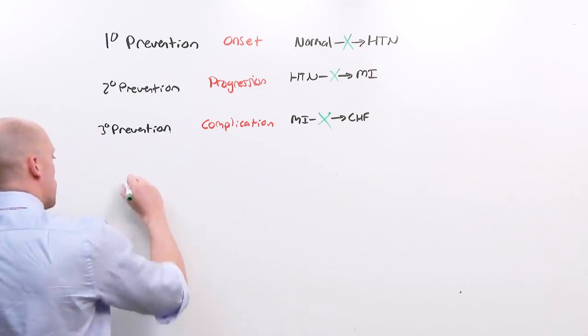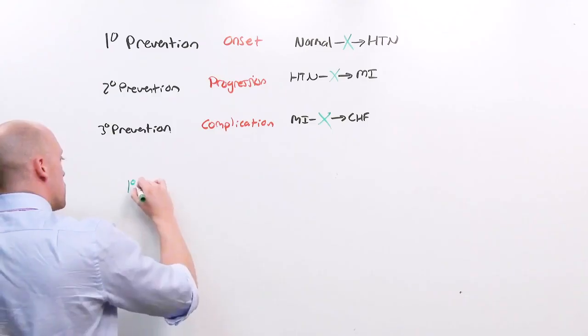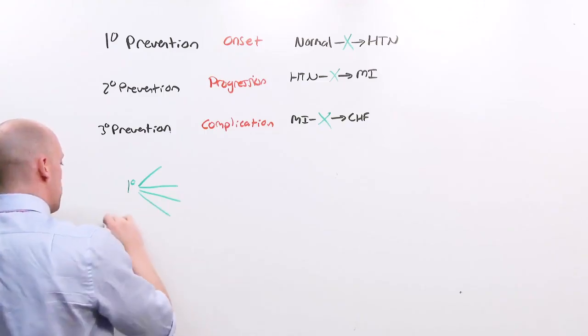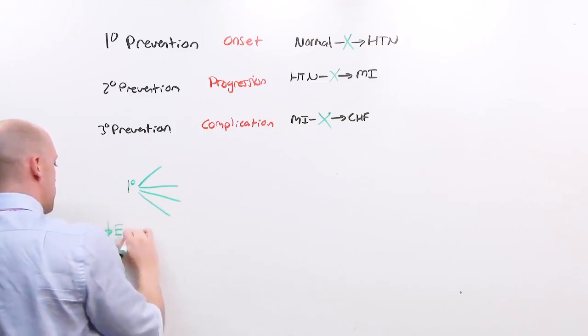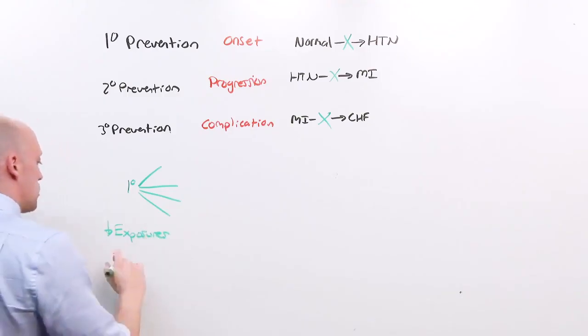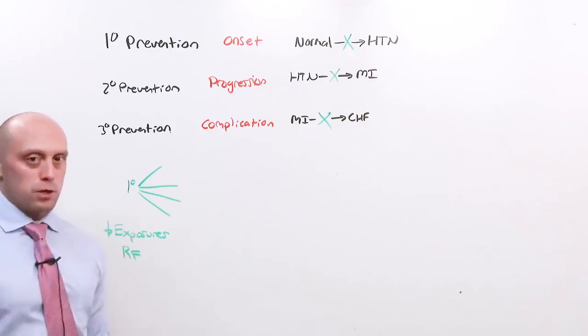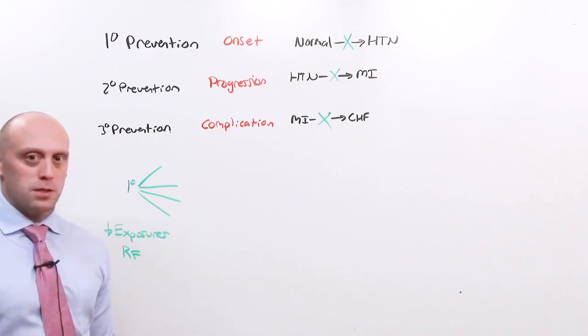Primary prevention is what you want to do. Primary prevention is all about reducing exposure. We know certain exposures cause diseases. We generally call them risk factors. The goal here is to reduce exposure in the first place.